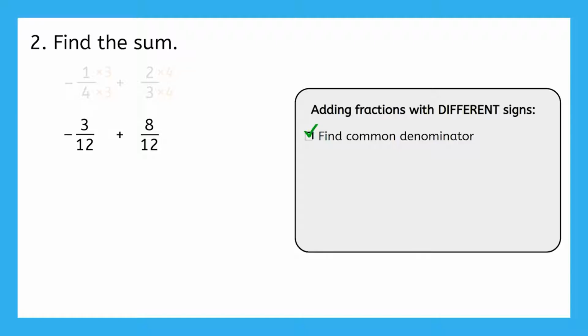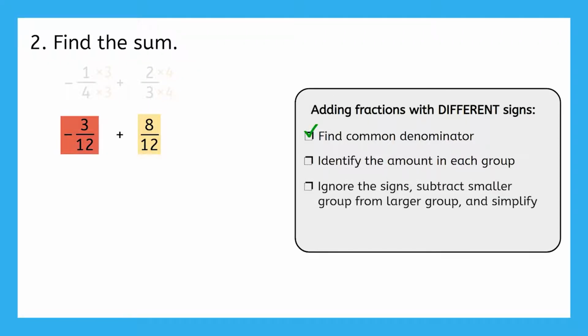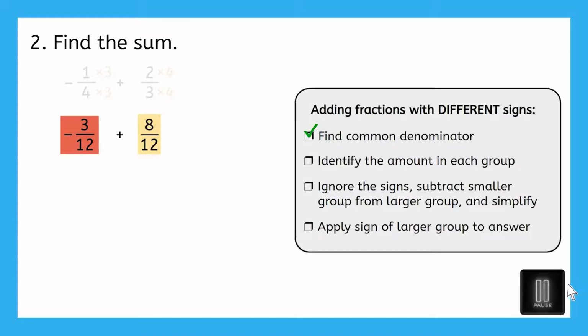That's better. Now we can add the fractions using the same rules we used with decimals and integers. This time we're adding fractions with different signs. How do we do that again? Yeah, we need to identify the amount of positives and negatives. Then ignore the signs and subtract the smaller group from the larger group. For fractions, we simplify the answer in this step. Finally, we apply the sign of the larger group to the answer. Pause the video to finish the problem from here.